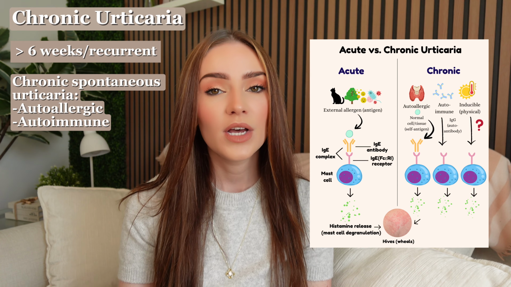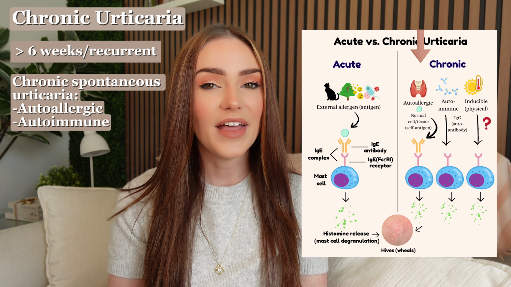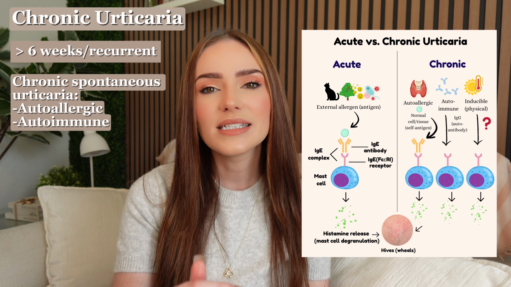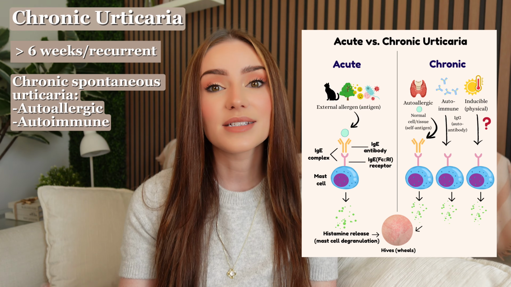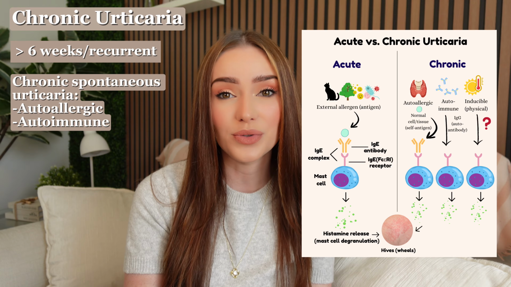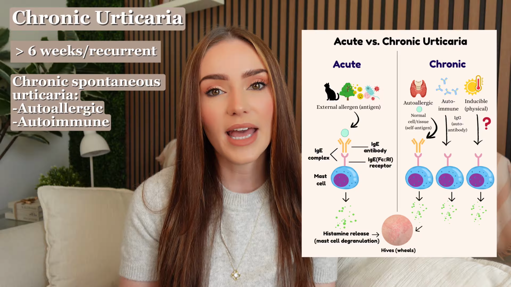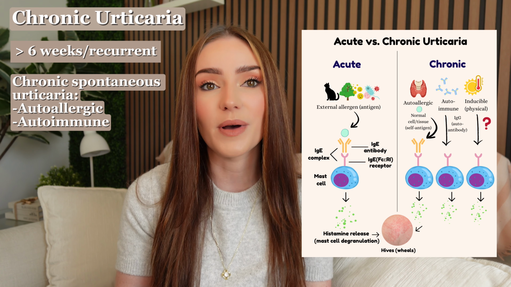And so now let's go over all the different types of chronic urticaria. I'm going to try to make this not confusing, but first, there's chronic spontaneous urticaria, and that has two different subtypes. So the first subtype, or type 1, is autoallergic urticaria. And this happens when the body produces those IgE antibodies, but instead of producing them against an external allergen, it's producing them against the body's own cells and tissues. And so a common example of this would be those IgE antibodies formed against thyroid peroxidase, which is an enzyme produced by the thyroid gland.